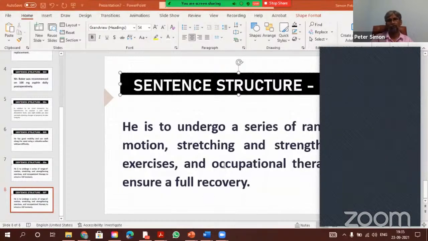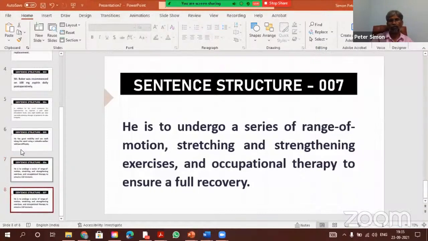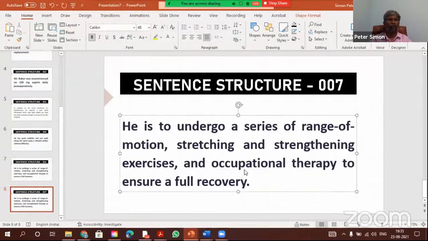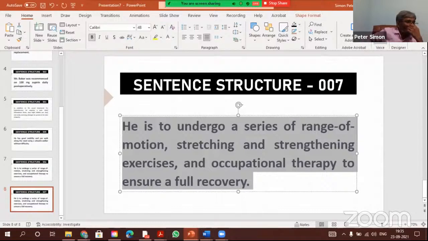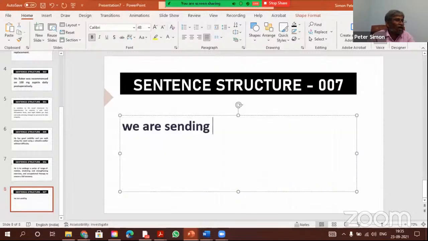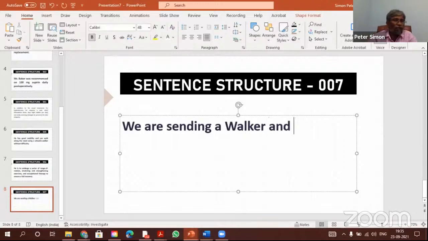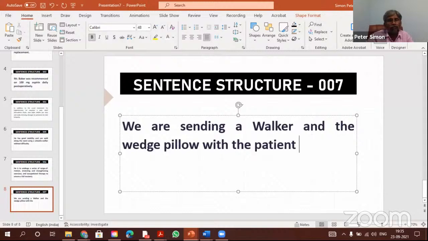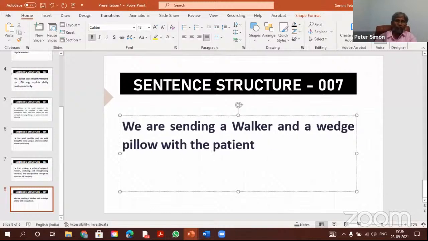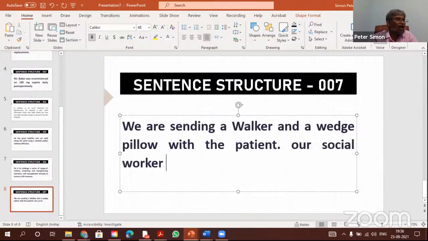So next one. Six, seven. We are sending a walker and a veg pillow with the patient. Our social worker has organized hire of a toilet raiser for 2 weeks.